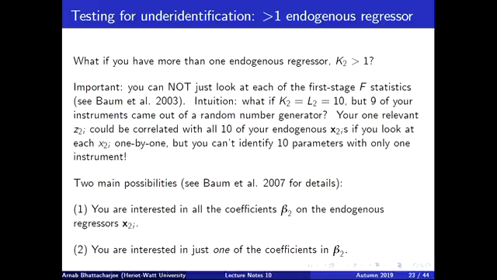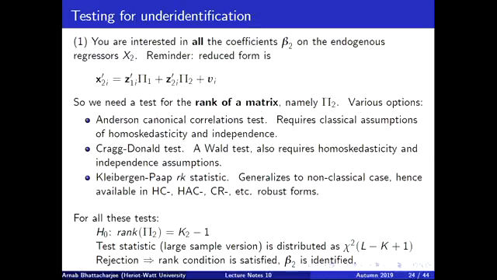What do you do then? Well, there are two cases. You may be interested in all coefficients beta 2 on the endogenous regressors, or you may be interested in just one of those. So what you want to do depends on that. Suppose you are interested in all the coefficients, then you need to test the rank of this directly.